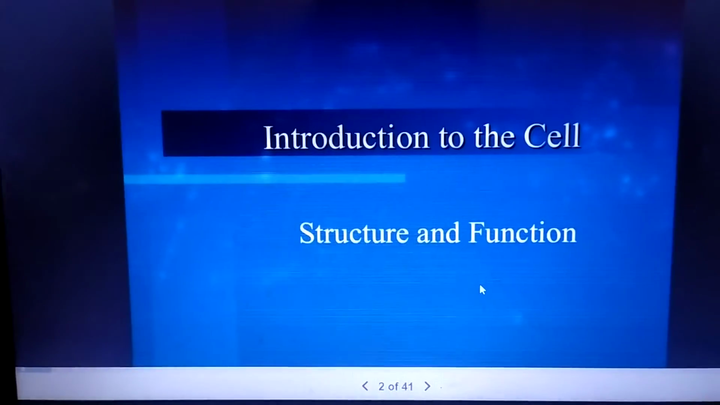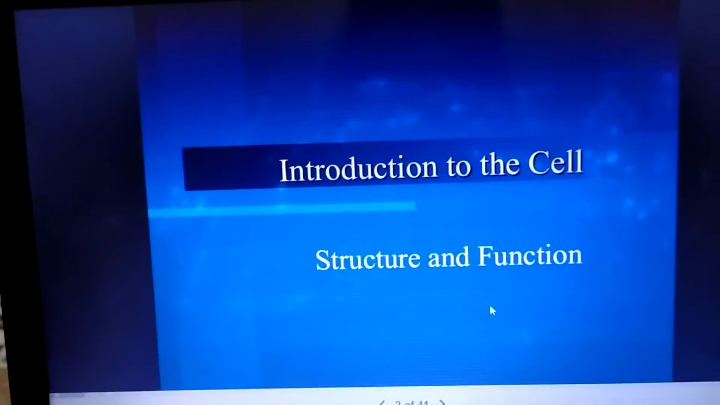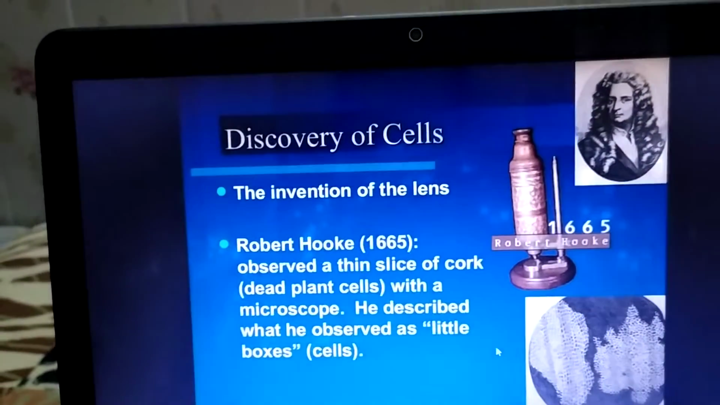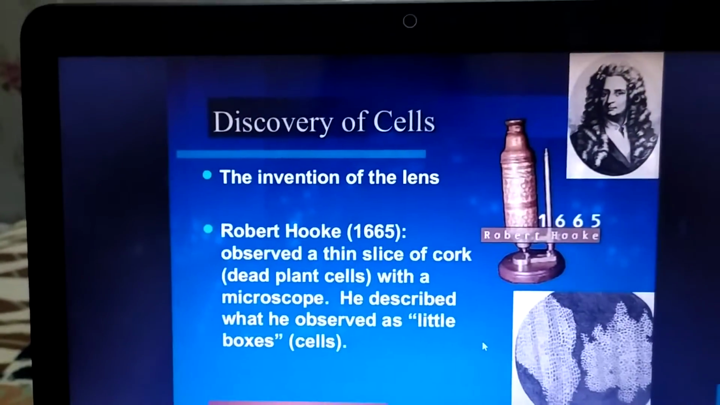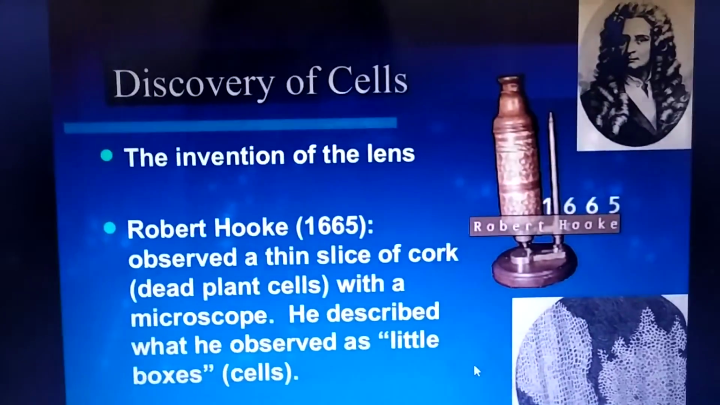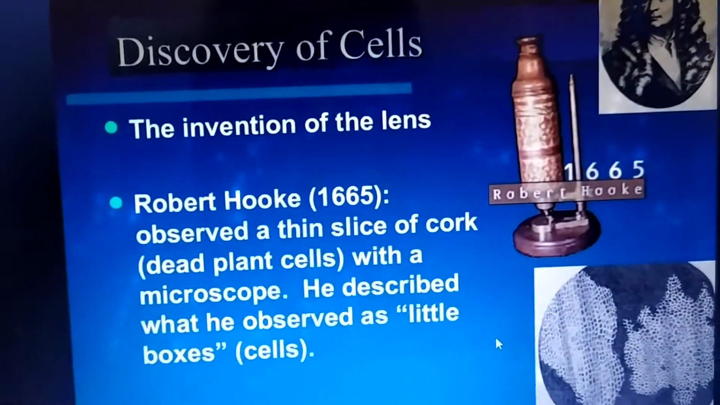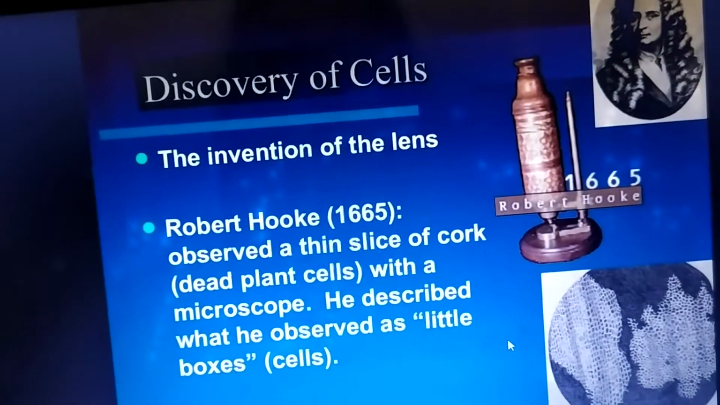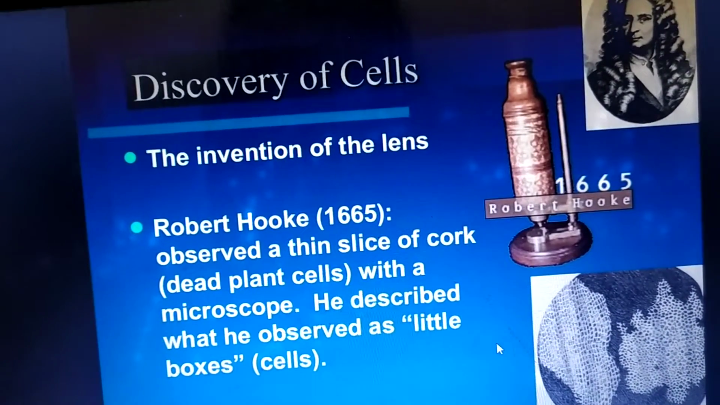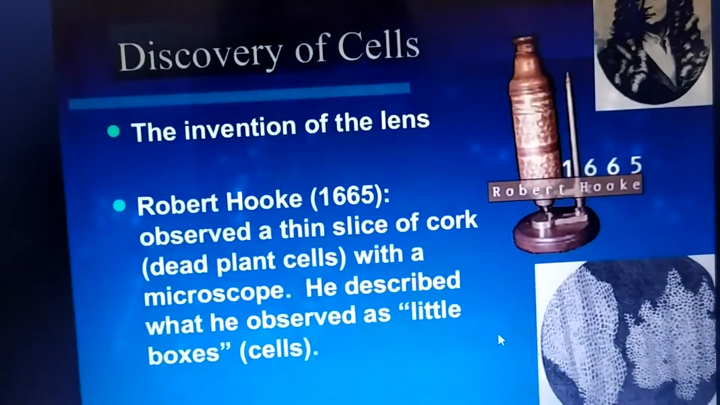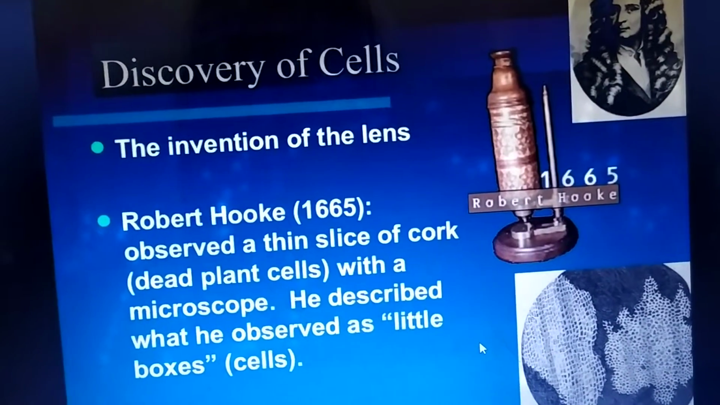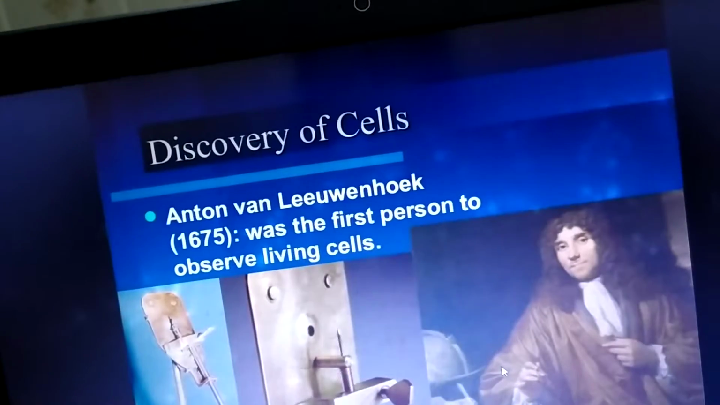I'm going to cover the topic called cell. So, introduction to the cell. Discovery of the cell: how did we discover the cell? The invention of the lens. After the invention of the lens, Robert Hooke observed a thin slice of cork, which is a dead plant cell. He observed it in a microscope. And what did he observe? Little boxes. And he called it a cell.